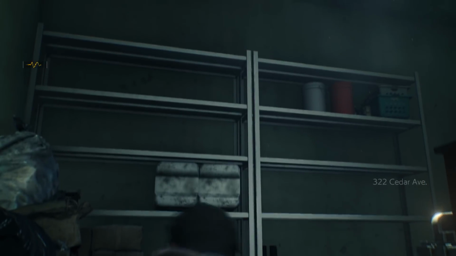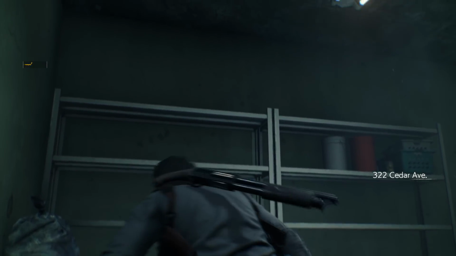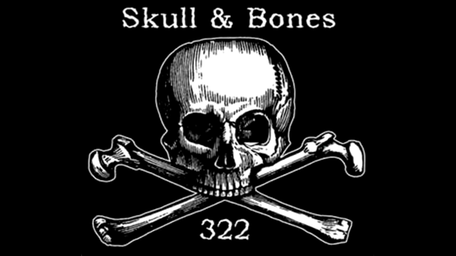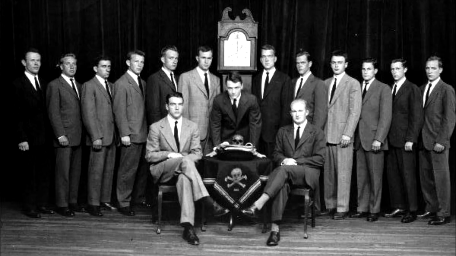The first time I got to use this network, I was actually teleported to 322 Cedar Avenue, which for me is another occult symbol thrown in my face, as 322 is the number for Skull and Bones secret society, which important politicians such as George Bush and John Kerry were a part of.